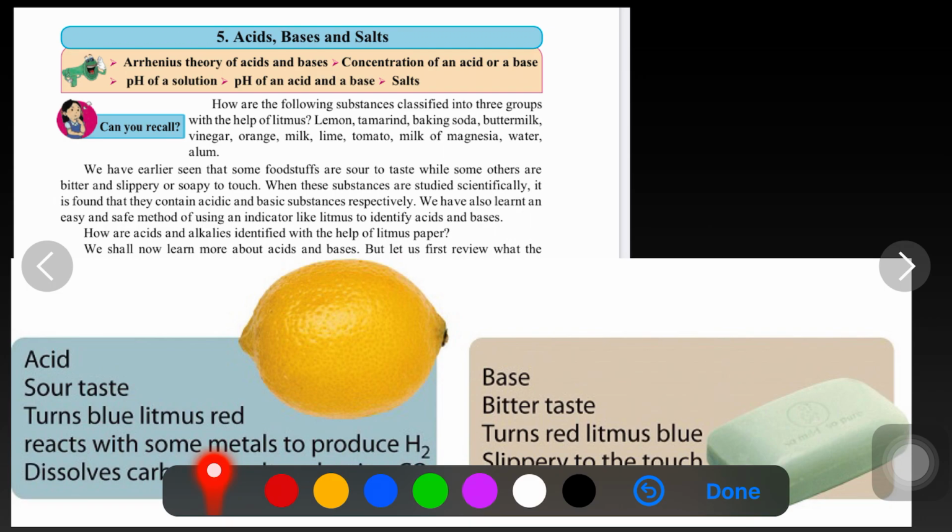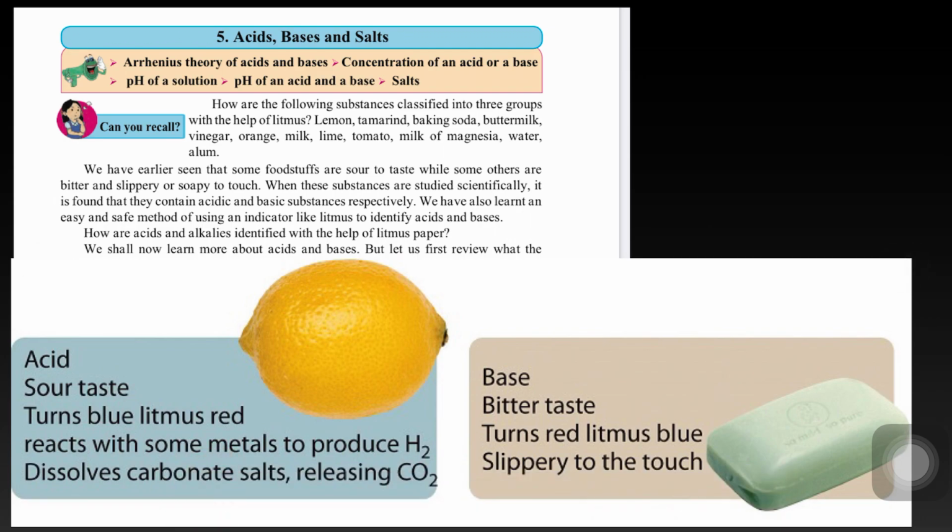For example, if the substance is sour to taste, that means it is acidic in nature. Lemon, grapes, oranges are natural acidic substances. Some are soapy to touch. For example, soap, washing soda, baking soda, these all are bases.